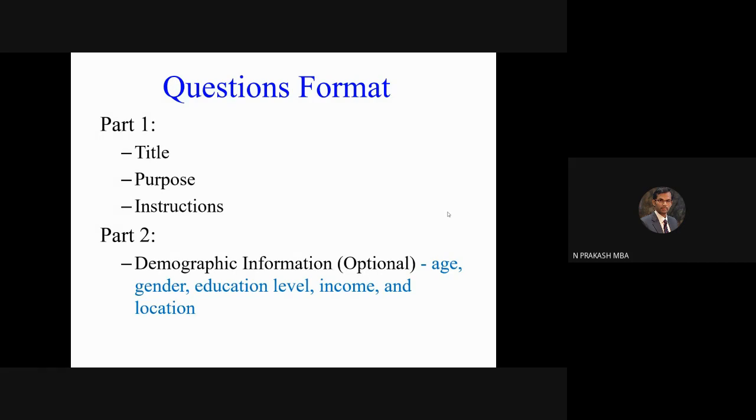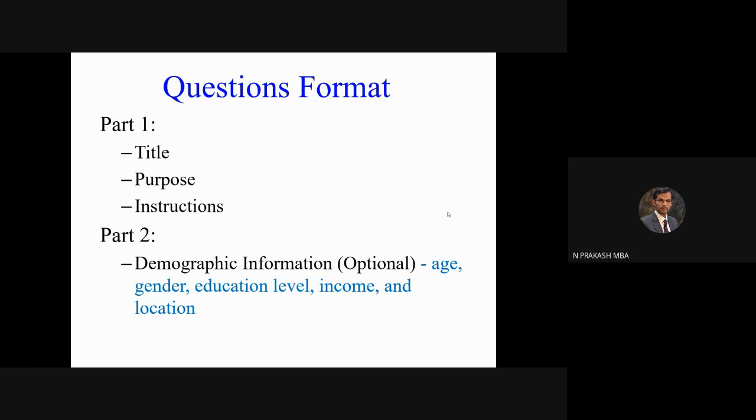So what are the things we have to consider in the introduction part? There we want to give the title of the research, that is the objective of our project, and next, the purpose of the project: how this will be helpful for their research activity, or to society, or to the industry or academia, that is to be mentioned. Then we have to give some instructions on how to fill in the questionnaire. These are all the things we have to add in part 1.